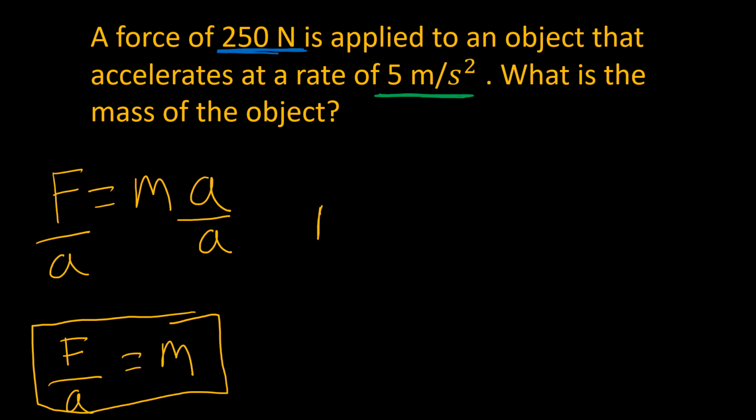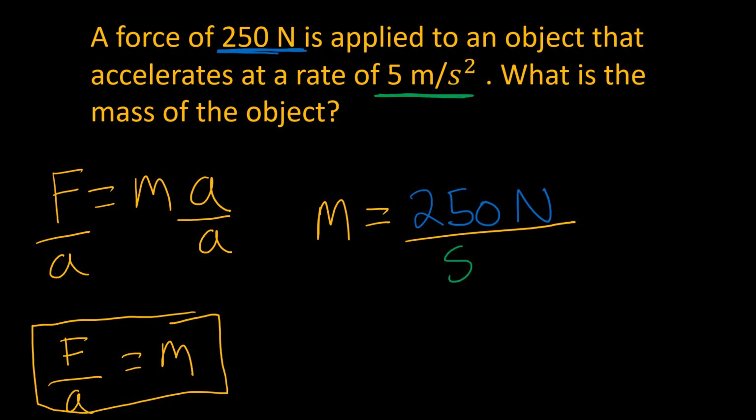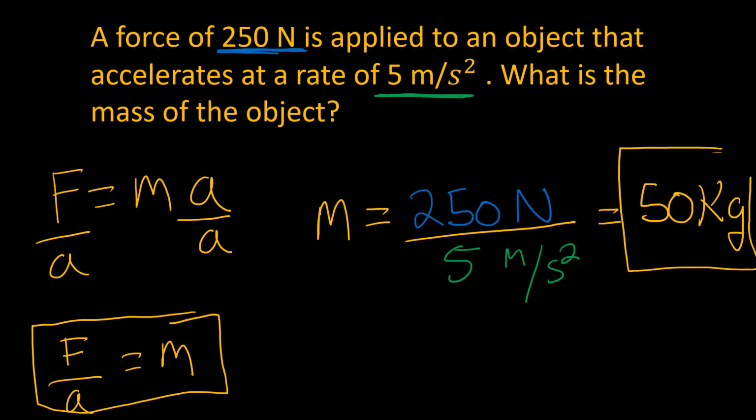We're going to say mass equals our force, which is 250 newtons, and we're going to divide that by the acceleration, which is 5 meters per second squared. And so when we divide 250 by 5, we're going to end up with 50 kilograms. And that will be the answer.